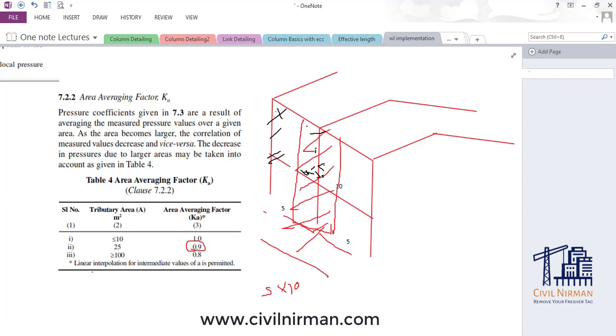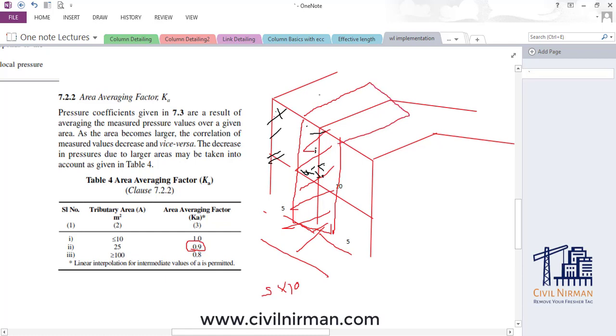Now one thing to remember over here, right now I have just given you the idea about this wall part. Similarly you can have a different structural configuration, so for the roof part as well the tributary area will remain the same.